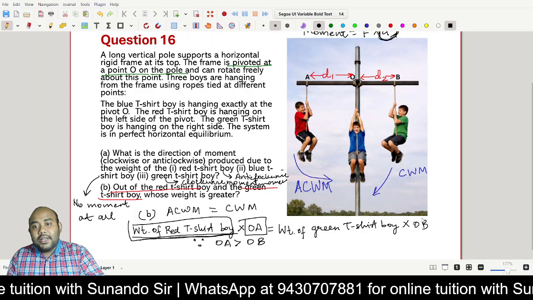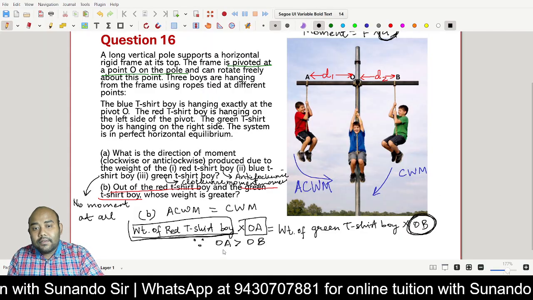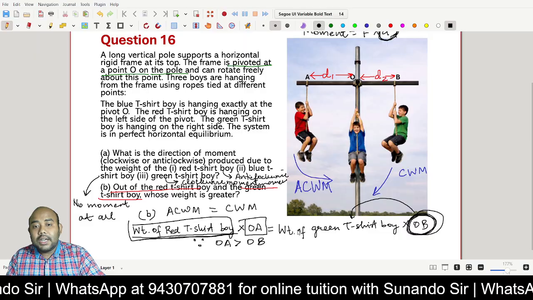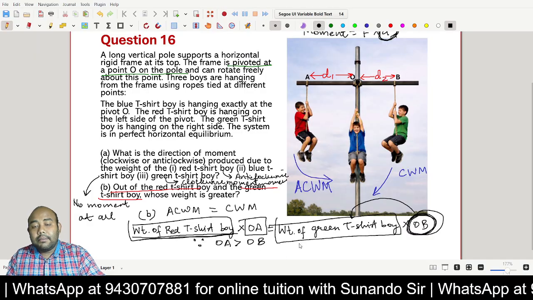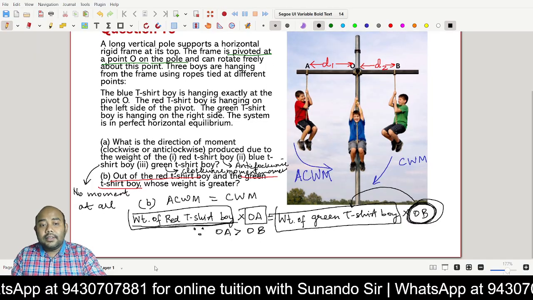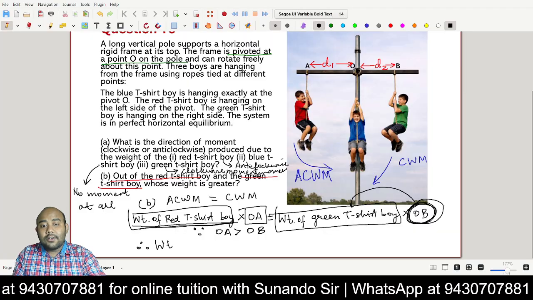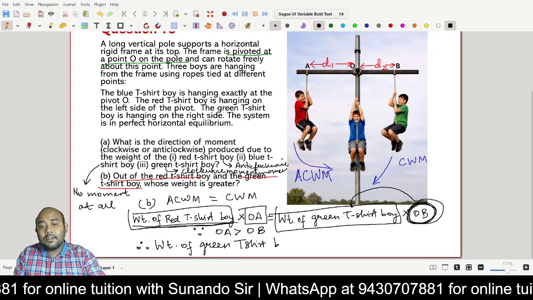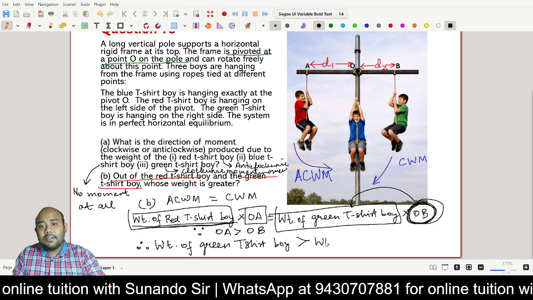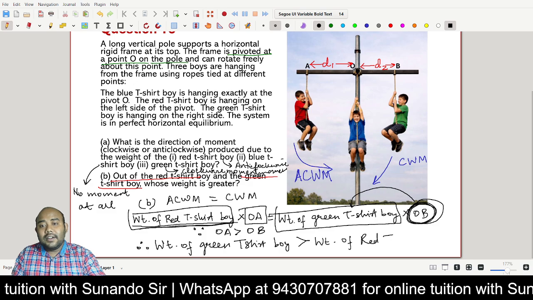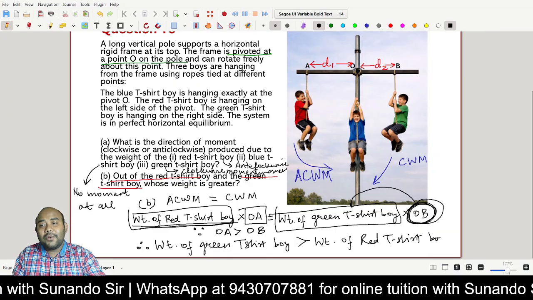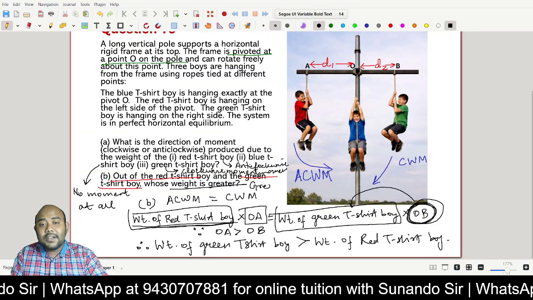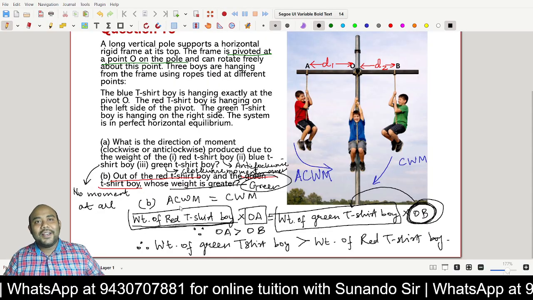And which also means if OB is smaller, which we can see from the figure itself that OB is smaller, so it must be multiplied with a larger number, which is the weight of the green t-shirt boy. Therefore, the weight of the green t-shirt boy is bigger than the weight of the red t-shirt boy. This is the answer. So whose weight is greater? It's the green t-shirt boy whose weight is bigger.